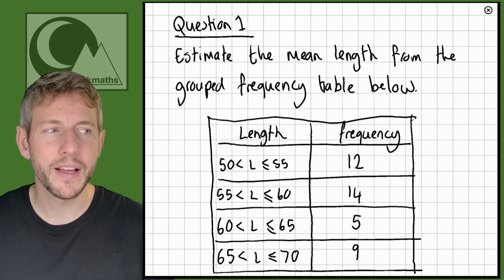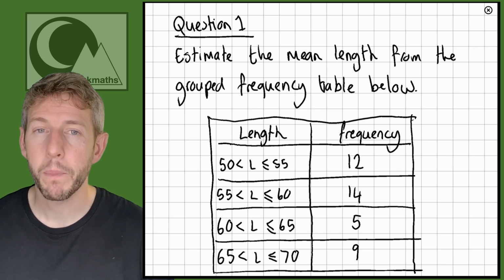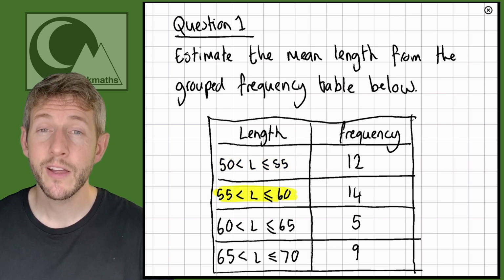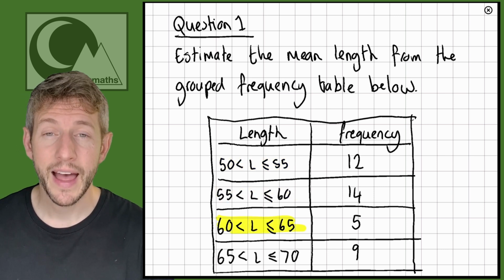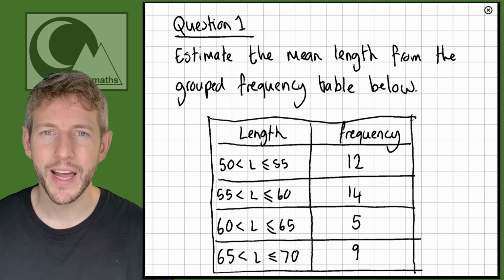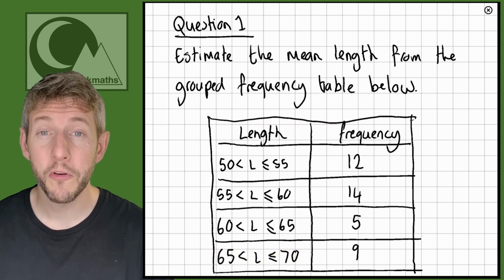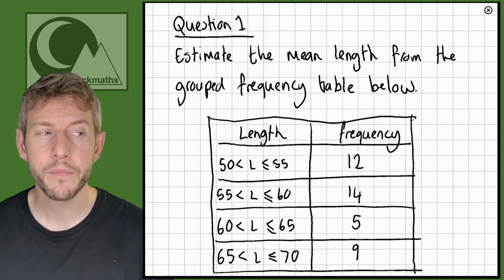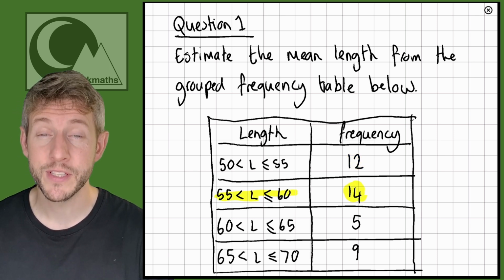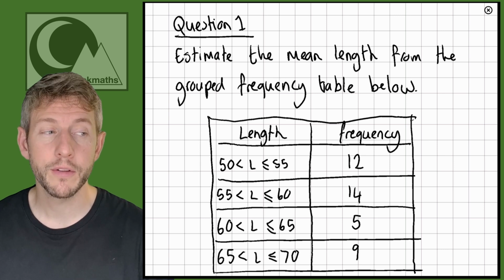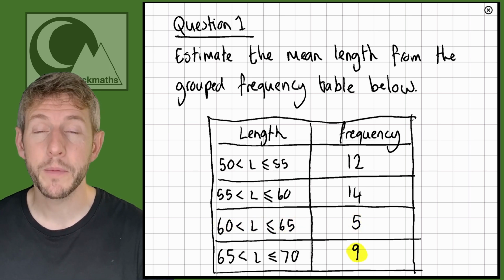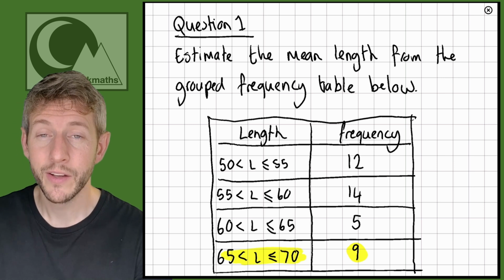So for this table, I can see I've got the lengths which have been written 50 to 55, 55 to 60, 60 to 65, and 65 to 70. And by each of those lengths, I've got 12 people for 50 to 55, 14 people for 55 to 60, 5 people for 60 to 65, and 9 people in the 65 to 70 row.